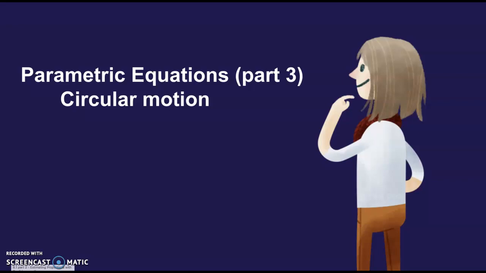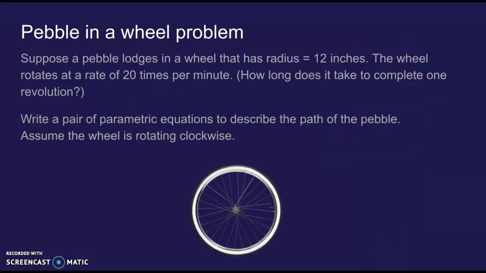Today we will use parametric equations to explore circular motion. We'll start with an example. Suppose a pebble lodges in a wheel that has radius 12 inches. The wheel rotates at a rate of 20 times per minute.